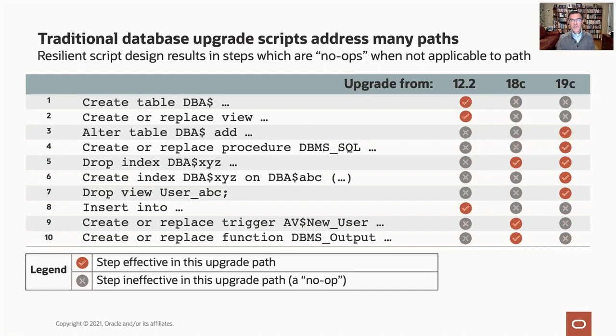However, there is a slight performance cost for each of these no-ops. Individually, each no-op is pretty cheap, but cumulatively, the cost can be quite significant. In this simplistic illustration, we're only showing 10 steps. Of these, between 5 and 7 are no-ops, depending on the upgrade path. And that's not a big deal. Realistically, though, a typical upgrade can involve many thousands of steps, and the aggregate cost of all of these no-ops is quite significant.